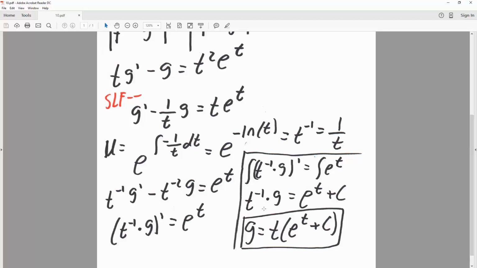And so the last thing we do is divide by t raised to negative 1 to get g. So g is equal to t times parentheses e raised to t plus c. And this right here is our final answer for g. And that's all we need to do.